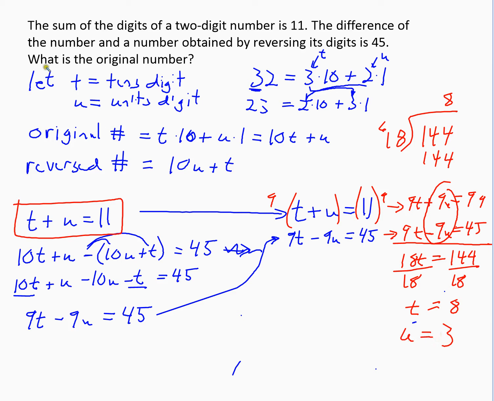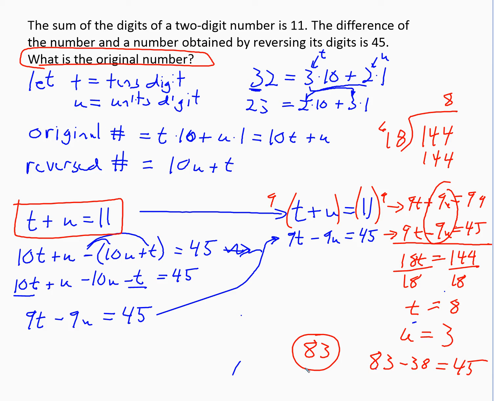And so the question is, what is the original number? Well, the original number is 83. That's our answer. We can check it really quick: the difference of the number and the number obtained by reversing digits, so 83 minus 38, should be equal to 45. And if you subtract those, you do get 45. So 83 is the original number. And that's how you solve problems like that.